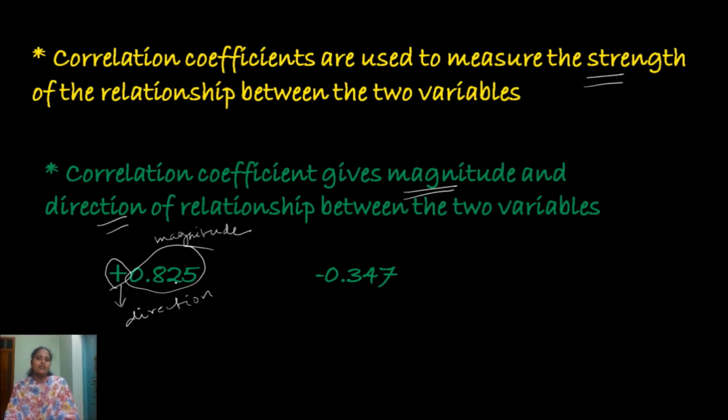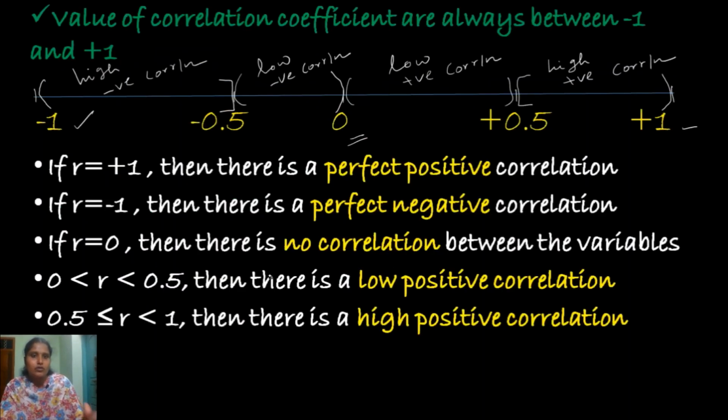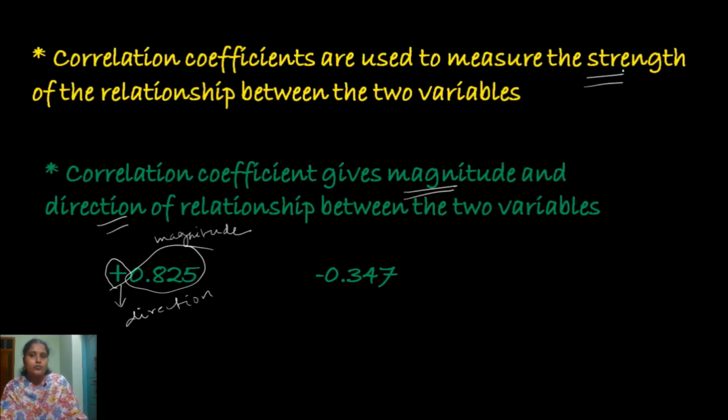Based on this value, look at the chart once again. If it is 0.8, approximately it is here. If it is here, there is a high positive correlation. So based on this value, I should understand there exists a high positive correlation between the two variables.